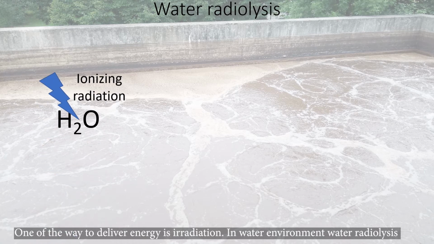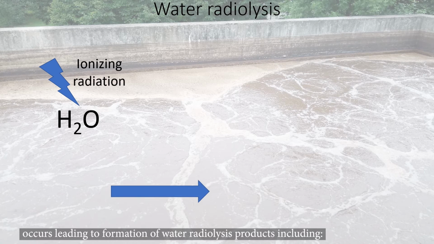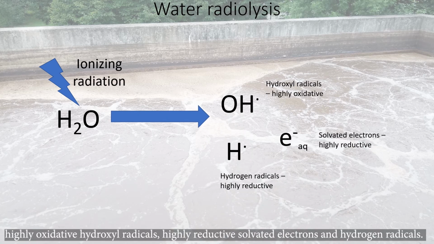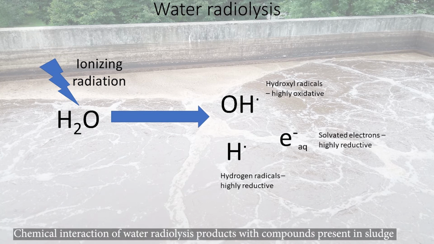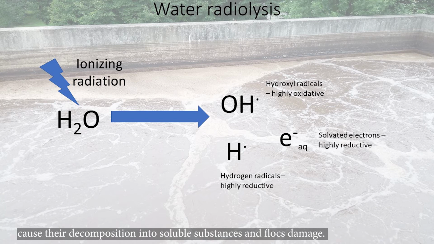In a water environment, water radiolysis occurs, leading to the formation of water radiolysis products including highly oxidative hydroxyl radicals, highly reductive solvated electrons and hydrogen radicals. Chemical interaction of water radiolysis products with compounds present in sludge causes their decomposition into soluble substances and flock damage.